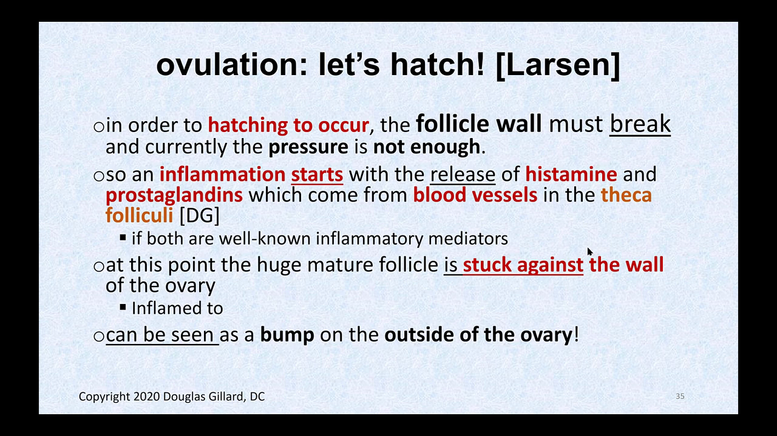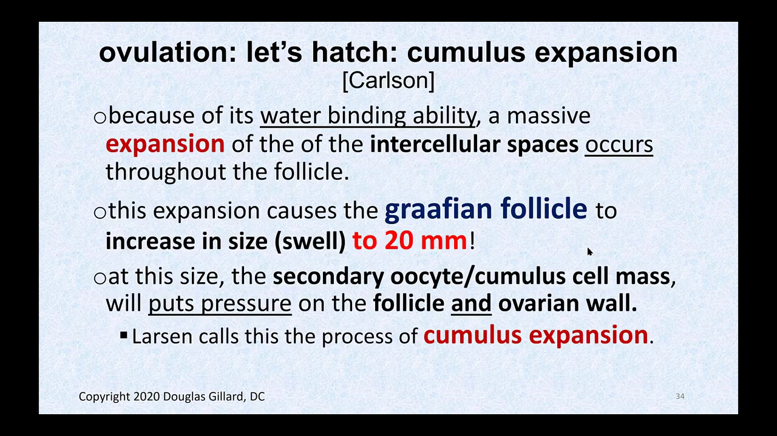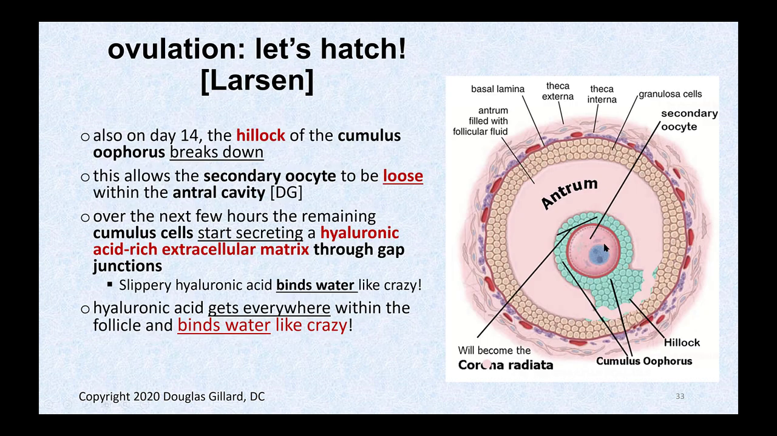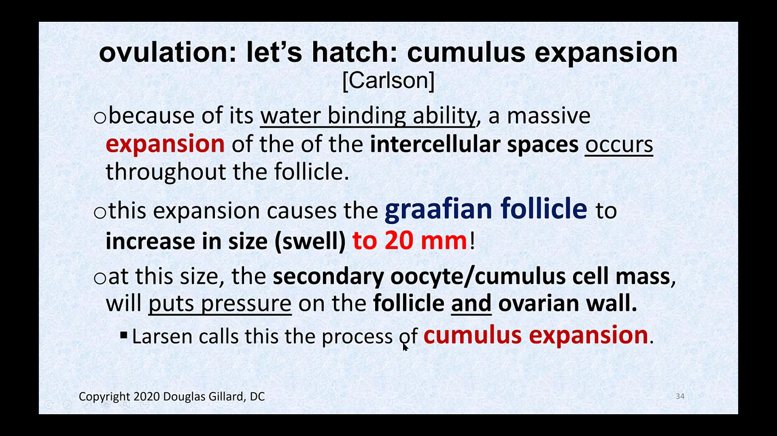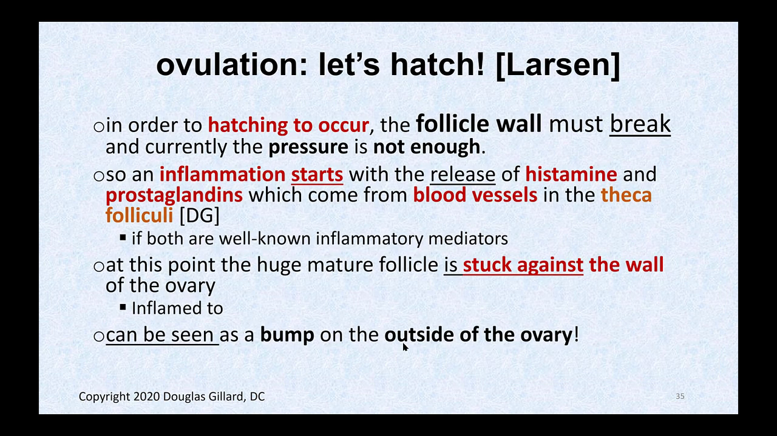Okay, so let's get this thing hatched. So in order for hatching to occur, what do I mean by hatching? I mean this has to be shot out, not only out of the graafian follicle, but it has to be shot right out of the ovary. So how do we make that happen? Well, we have to break down the follicular wall.